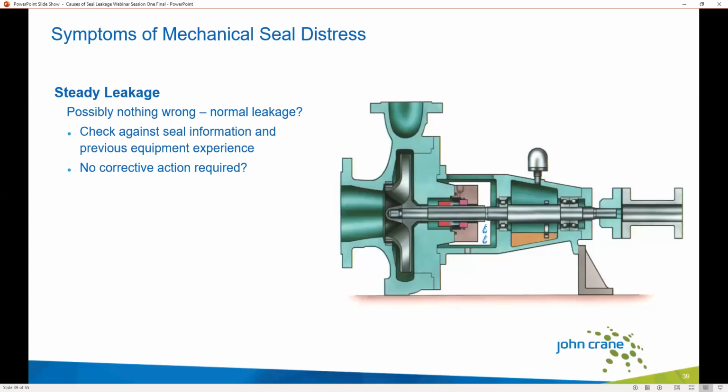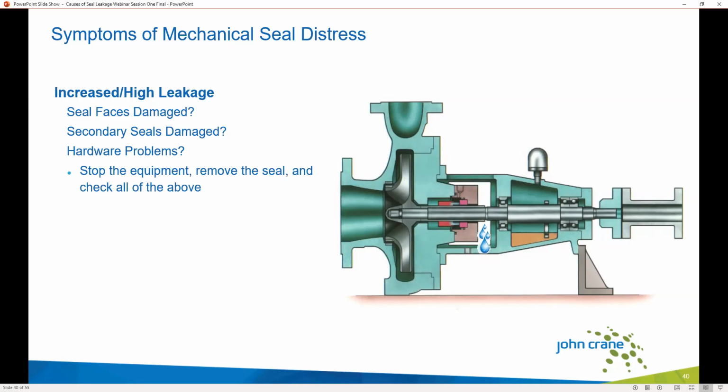If it's determined that it's falling within that expected operational range, nothing may be needed at this time. It might just be a housekeeping issue where the leakage needs to be collected and rerouted or managed. But if we look back at equipment performance and history, and this is how we've been operating, and we check with our seal manufacturer, and this is how the seal is supposed to be operating, no actions may be required at this time.